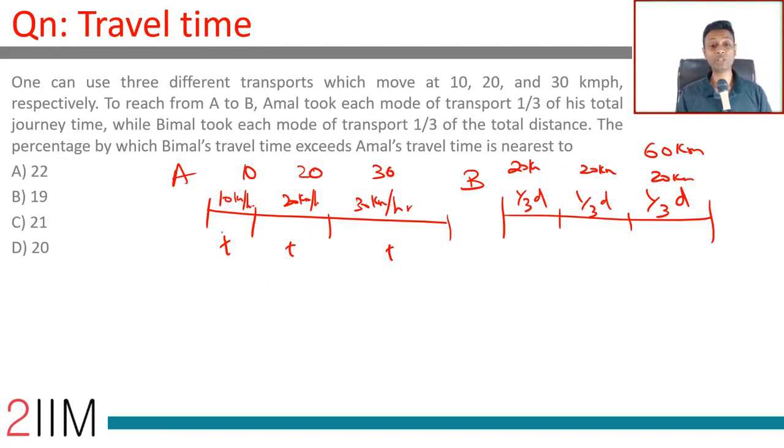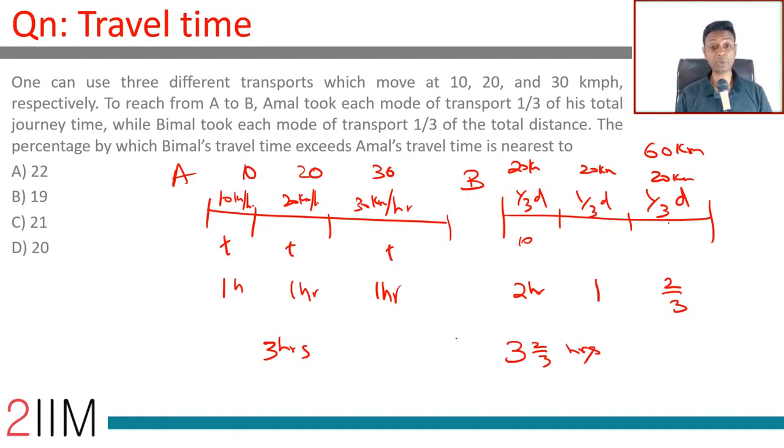10 kilometers at 10 kilometers per hour, 1 hour. 20 kilometers at 20 kilometers per hour, 1 hour. 30 kilometers at 30 kilometers per hour, 1 hour. For Bimal, 20 kilometers at 10 kilometers per hour, 2 hours. 20 at 20, 1 hour. 20 at 30 kilometers per hour, 2 by 3 hours. Amal took 3 hours. Bimal took 2 by 3 hours more. Extra time is 2/3 of an hour.